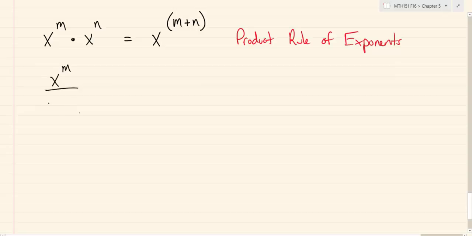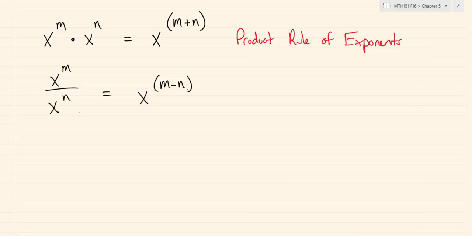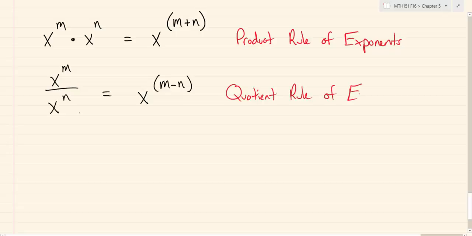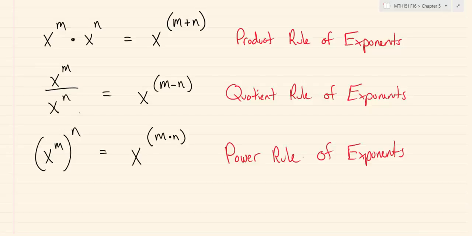x to the m divided by x to the n, m minus n. The numerator is the first number, the denominator is the second number, so make sure you get the order right. And guess what this is called? The quotient rule of exponents. x to the m raised to the n power, x to the power of m times n. So this is called the power rule of exponents. So you have a product rule, you have a quotient rule, you have a power rule.